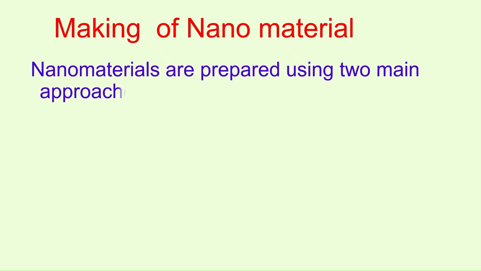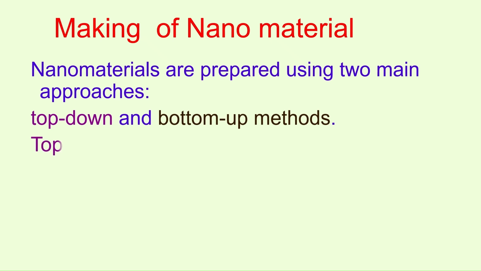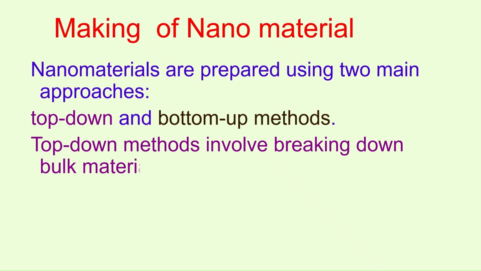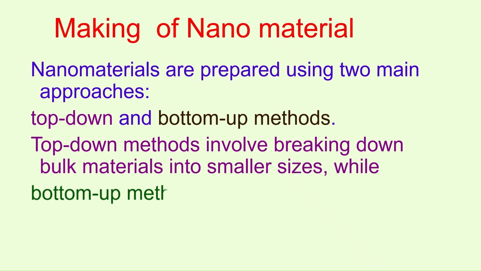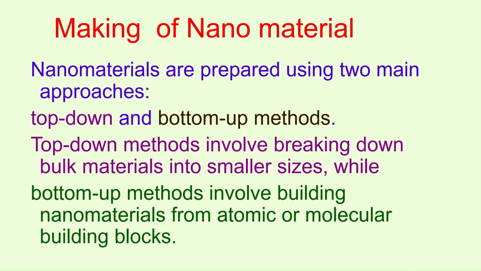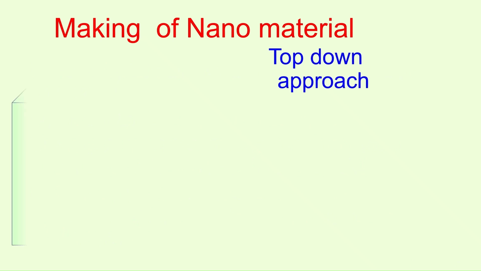Nanomaterials can be prepared using two main approaches: top-down and bottom-up methods. Top-down methods involve breaking down bulk materials into smaller sizes, while bottom-up methods involve building nanomaterials from atomic or molecular building blocks. Top-down approach.